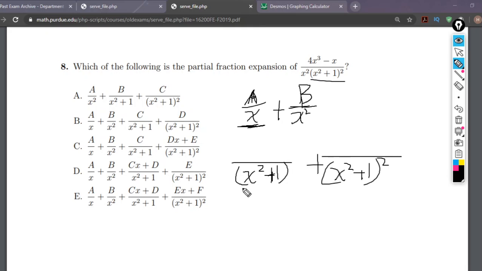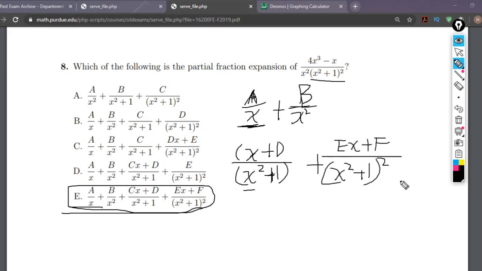And we can see that the highest power is actually second power here, so we need something along the line as ax plus b, but since a and b are taken, the next will be cx plus d. And with a repeating factor, we just do new constants with ex plus f. It'll be a big pain to solve this from that partial fraction expansion, so they just give it to you here. It will be option E.